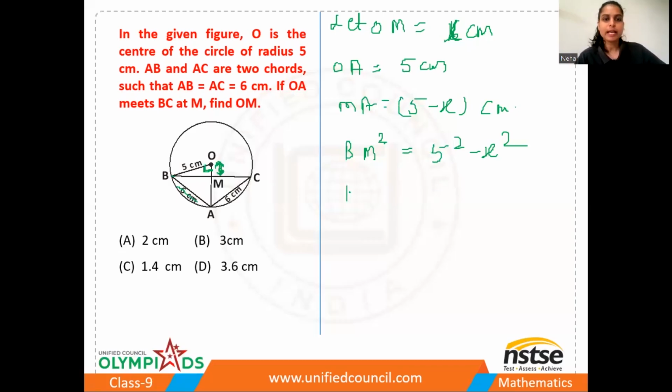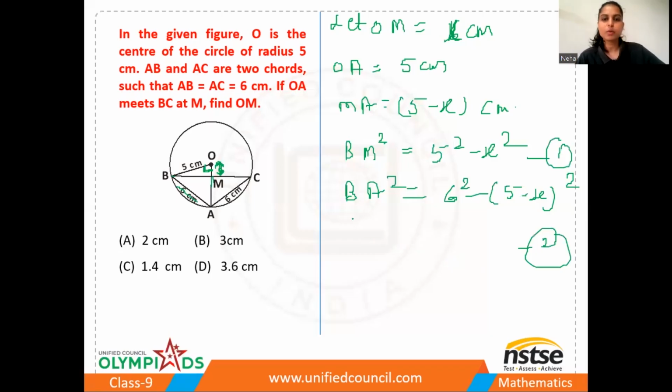Again, if I talk about the BM square, then BM square is equal to 6 square minus 5 minus x whole square, right? Because this side MA is 5 minus x, and this side is 6. So again I can apply the Pythagoras theorem here, with the BA, correct? Now this is your equation number 1 and this is your equation number 2.